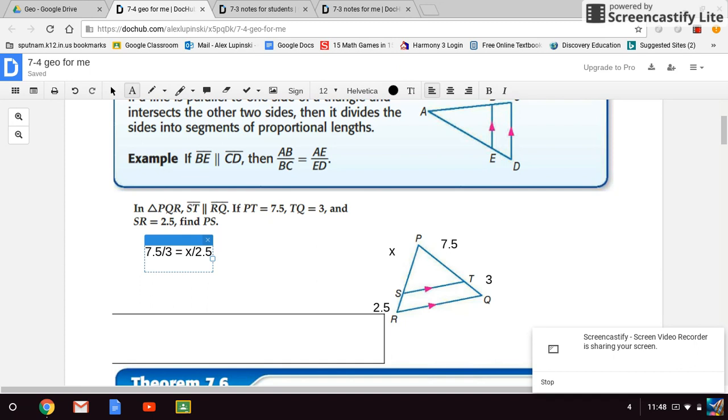You're going to cross multiply, which we've done a lot, or do the cross product, which will be 3x is going to equal 18.75. Divide by 3, and you get x equal to 6.25, which also equals PS. So that's kind of how you do it. You just keep the sides in the same proportion, basically.